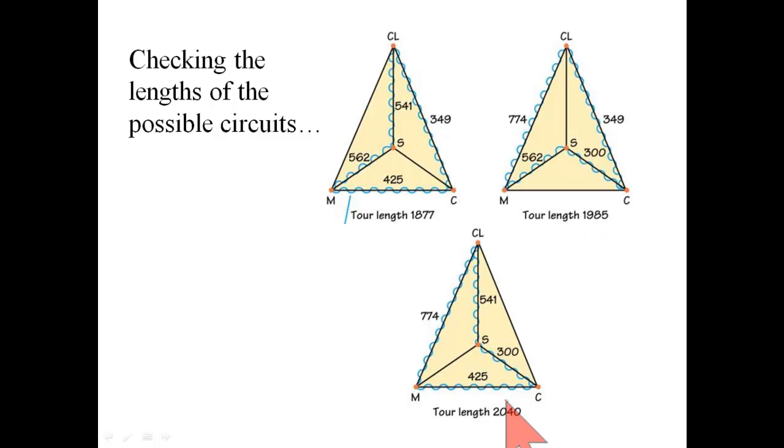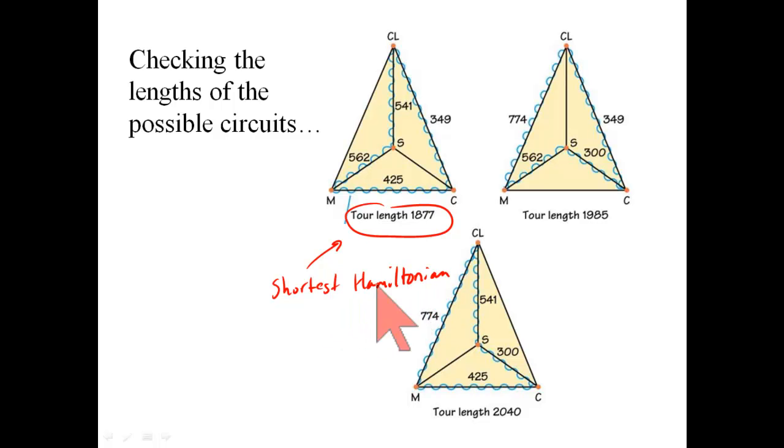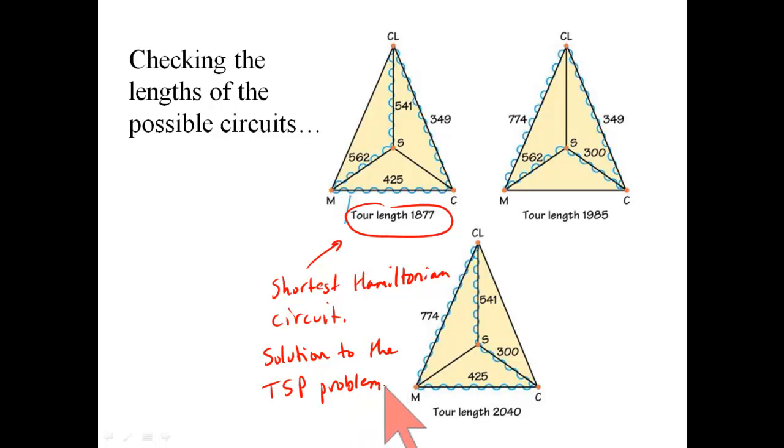The problem says find the shortest Hamiltonian circuit. It's right here. So this is the shortest Hamiltonian circuit. And that means it's the solution to the traveling salesperson or traveling salesman problem. Not too bad, right? Not too many possibilities to look at.